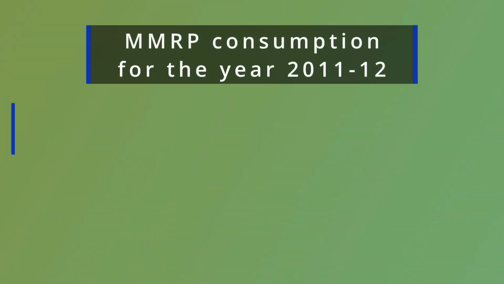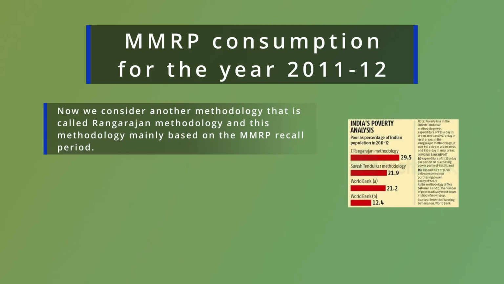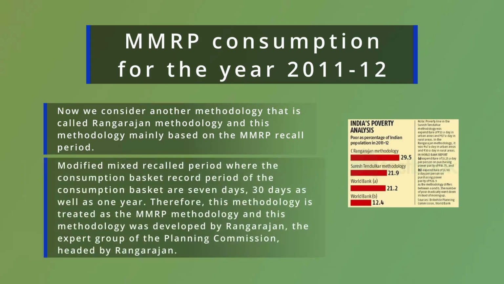Now we consider another methodology called the Rangarajan methodology, and this methodology is mainly based on the MMRP recall period, modified mixed recall period, where the recall periods of the consumption basket are 7 days, 30 days as well as 1 year. Therefore, this methodology is treated as the MMRP methodology, and it was developed by the expert group of the Planning Commission headed by Rangarajan.